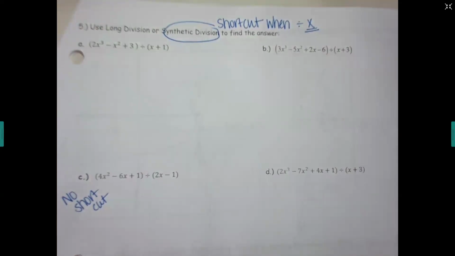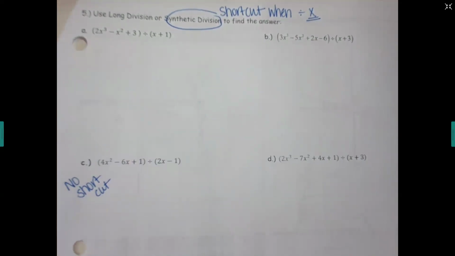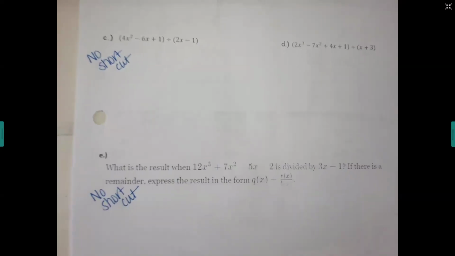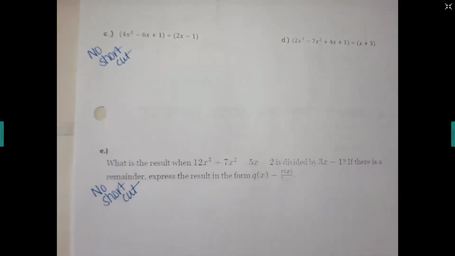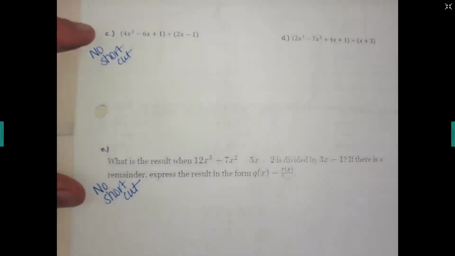And then also no shortcut on E. Okay, so no shortcut on C, no shortcut on E. And then we're going to work E out together, because I really can't see what the signs are, so we're just going to have to guess. Okay. So no shortcut on C or E. We got it? All right, that means we have to do long division.